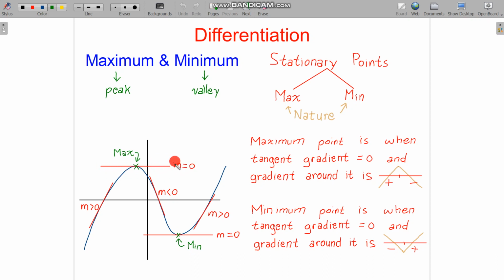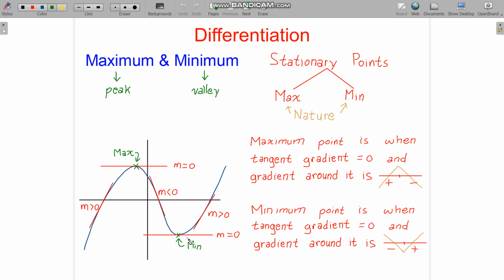a horizontal line. So here this is increasing, the gradient is something positive, the gradient is something negative, gradient is something positive, and at the maximum the gradient is exactly 0, at minimum the gradient is exactly 0.